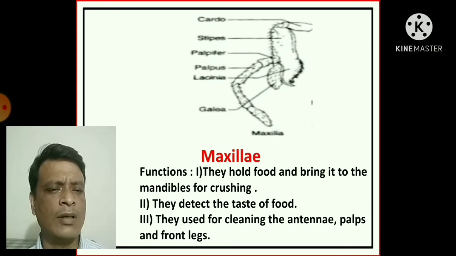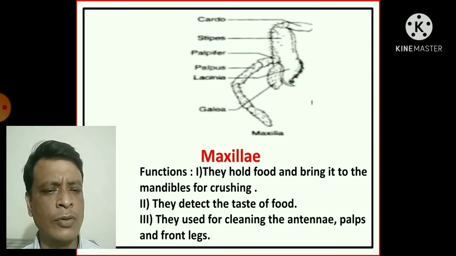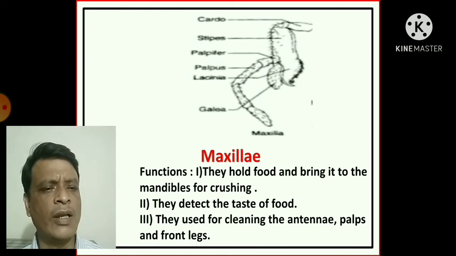But what are the functions of the maxilla? The main function of the maxilla is to hold the food, and it also brings it to the mandible for crushing. The maxilla also detects the taste of the food. Maxilla is also used for cleaning the antennae, palps, and the front legs.